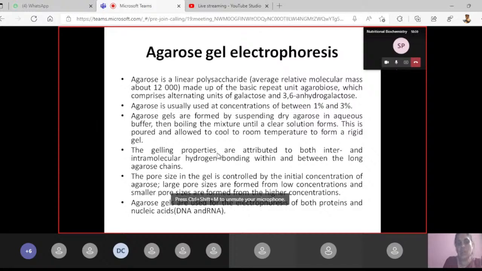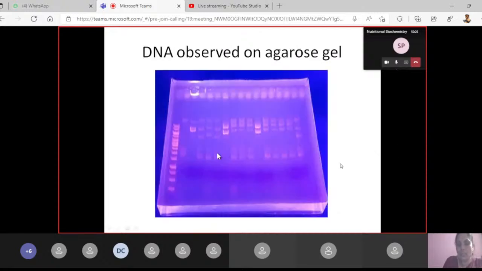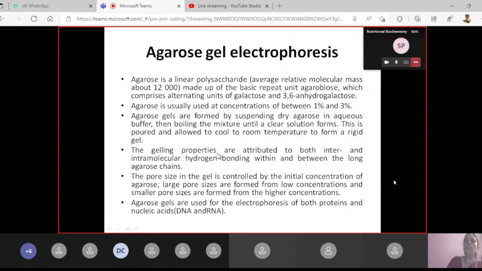After it dissolves, you have to allow it to cool. When you cool it to room temperature, it will form a solid gel, very similar to how you make jellies. But it's not a hard structure, it's a semi-liquid kind of structure where the molecules can move. So you can form a gel like this and load your samples in it. That's how agarose came to be used.